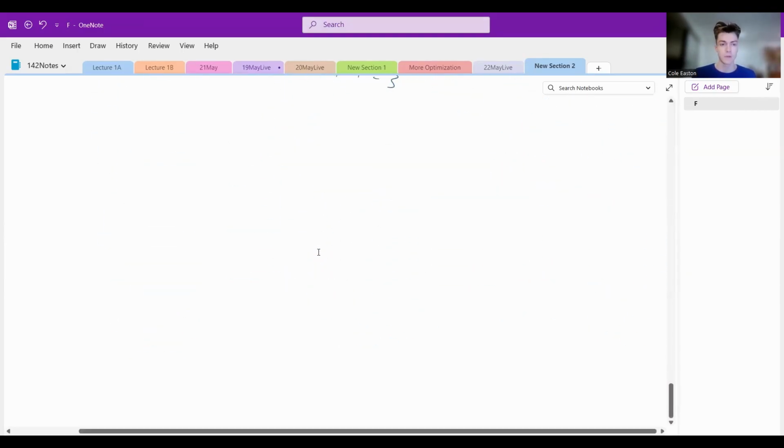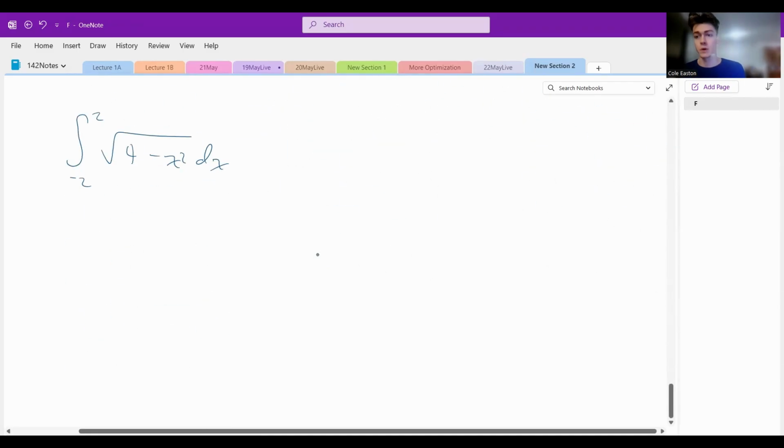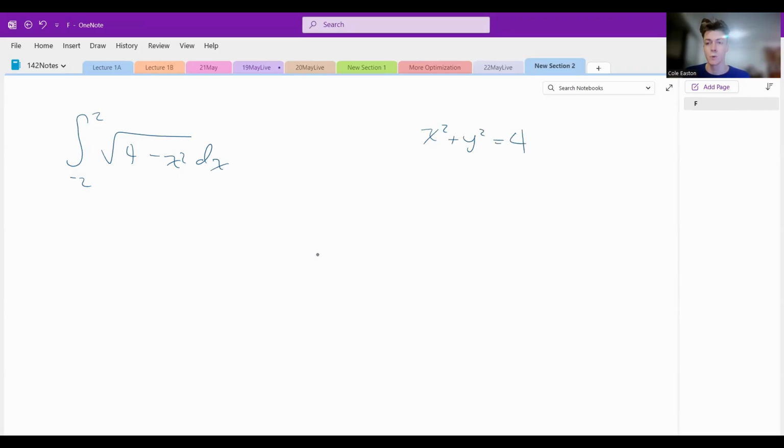Okay, let's do another example. Let's go the integral from -2 to 2 of the square root of 4 minus x squared dx. Okay, what does this graph look like? This is a type of function that you do need to be able to recognize. And if you're having trouble knowing how to graph that, let's take a look at something off to the side. And let's look at the graph x squared plus y squared equals 4. And then we're going to subtract x squared from both sides to get y squared equals 4 minus x squared. So y equals plus or minus the square root of 4 minus x squared.